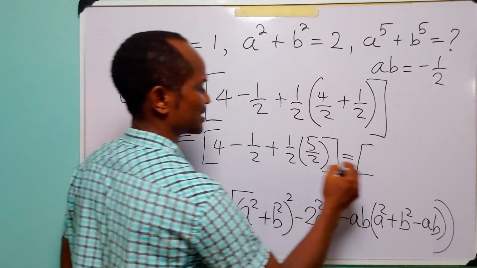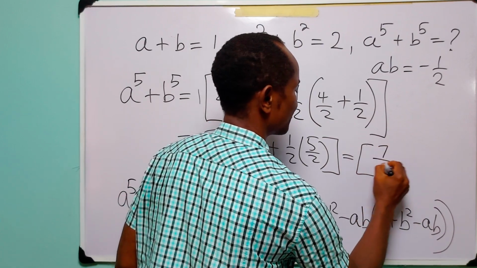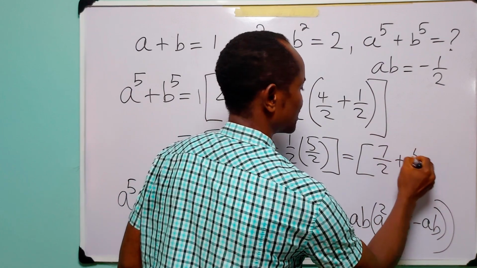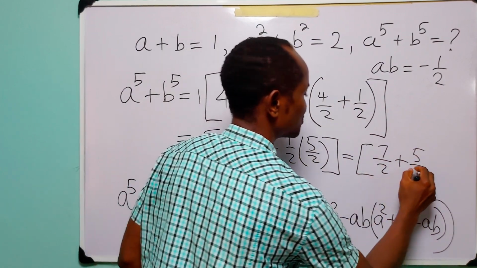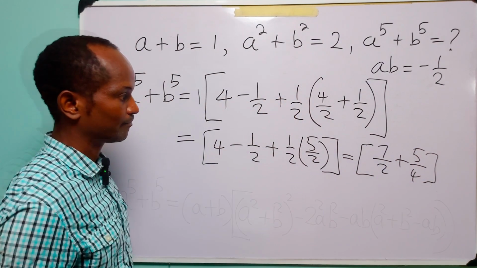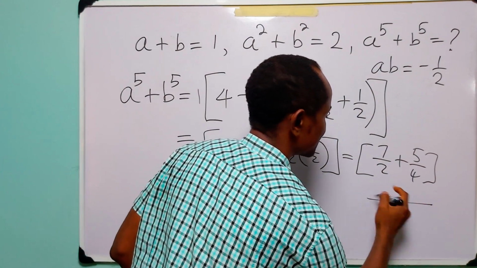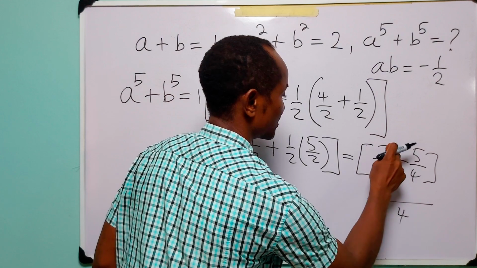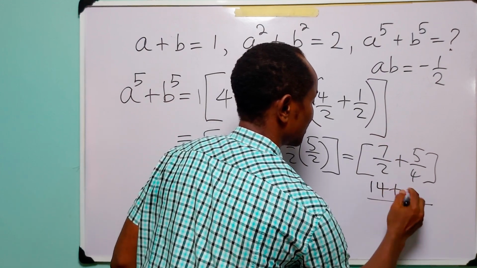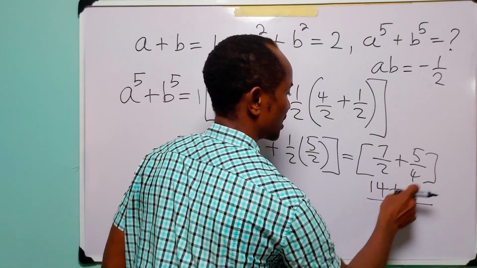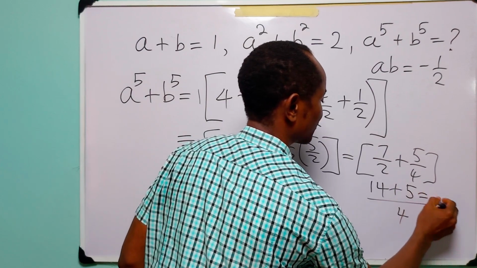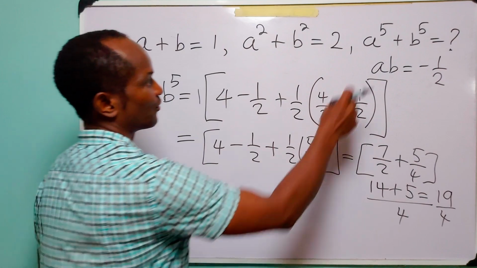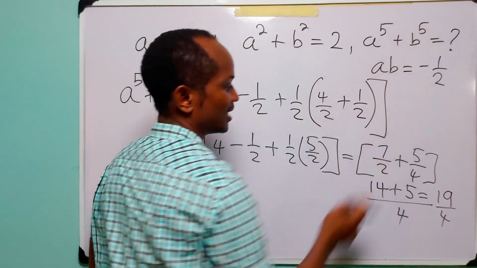4 minus half is 3 and half, that is 7 over 2, plus 5 times 1 is 5, 2 times 2 is 4. Once more, finding the LCM, we have 4. 4 divided by 2 is 2 times 7, 14. 4 divided by 4 is 1 times 5, 5. And we have 19 over 4 as the value of a to the power 5 plus b to the power 5.